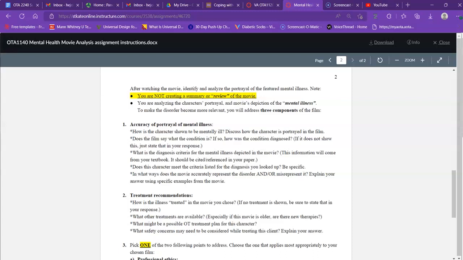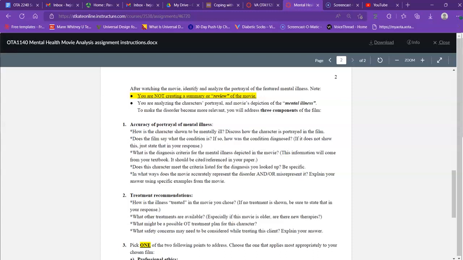First of all, you're going to look at the accuracy of the portrayal of the mental illness. So some questions that you need to consider and answer for this section are: how is the character shown to be mentally ill? Discuss how the character is portrayed in the film. Does the film say what the condition is? If so, do they state how the condition was diagnosed? If it does not show how the condition was diagnosed, state that in your response so that I'll know that you did look for it, but it wasn't there.